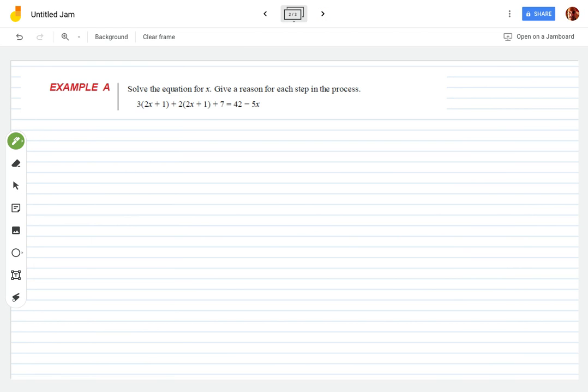I see 3 times (2x plus 1) plus 2 times (2x plus 1) plus 7 equals 42 minus 5x. The first thing that I'm going to do is distribute the 3 and the 2, so that way I can get 6x plus 3 plus 4x plus 2, and then plus 7 equals 42 minus 5x. And that is the distributive property. We know the distributive property. We all agree that it's true, so we can use that process in this specific line.